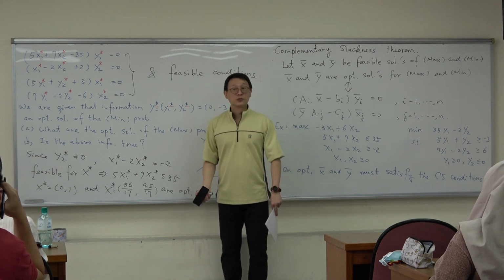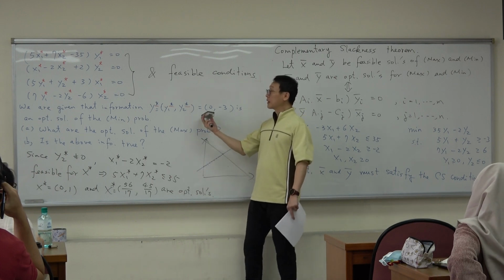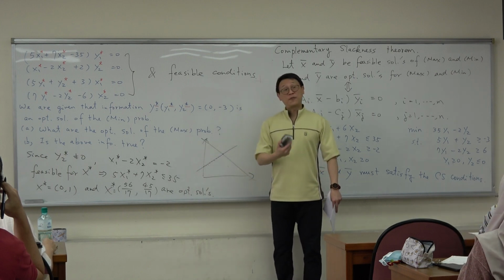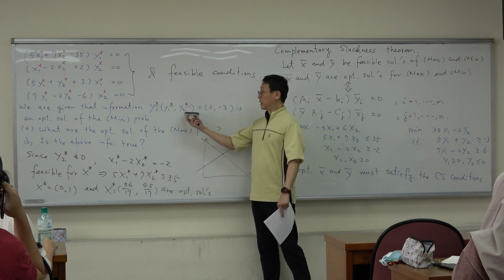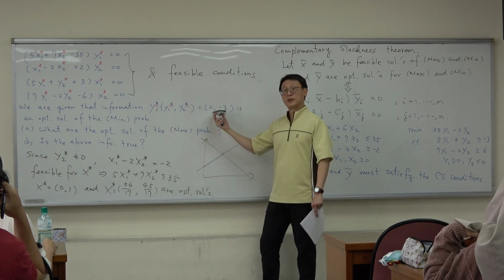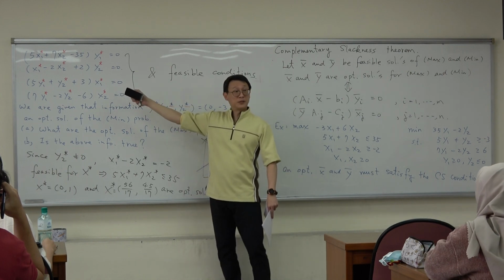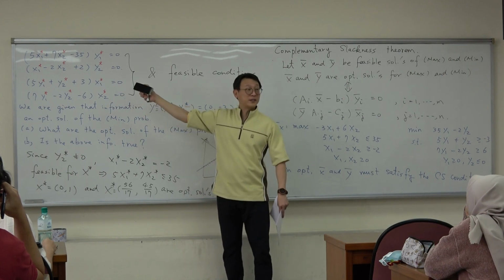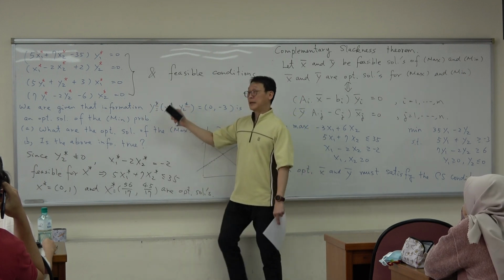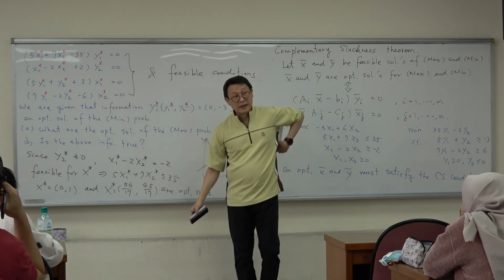Okay? So one way to find it actually is, if it's easy to find the optimum solution for the dual, I can find it first, and then utilize this information, based on the complementary conditions, to find the solution for x. If it's easy to find the value of x, then I plug it into that to find the value of y.